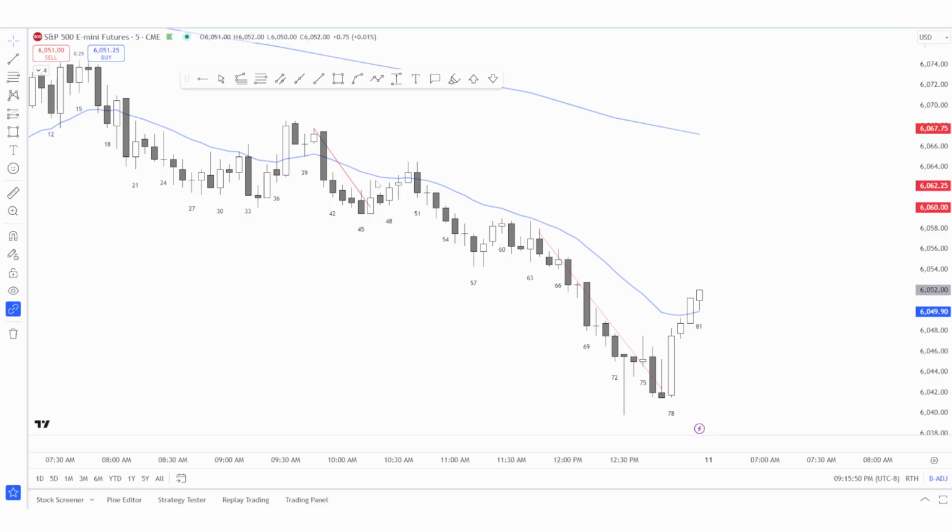But it's interesting because leg 1, pullback, breaks the trend line. Leg 2, 63 breaks this trend line. So now we're in the leg 3. 66 breaks this trend line. Leg 4. 75 breaks the trend line. Leg 5. And we're in a trading range now.